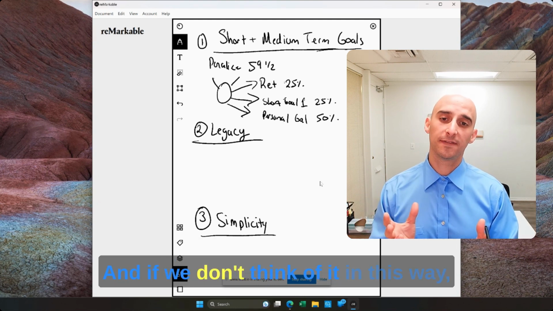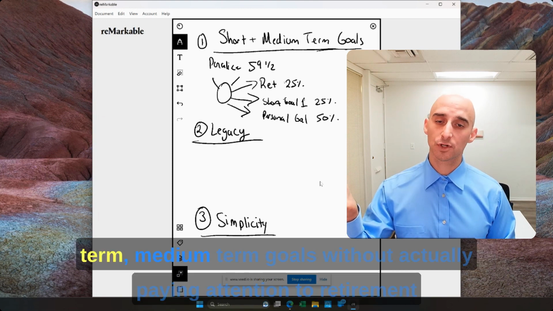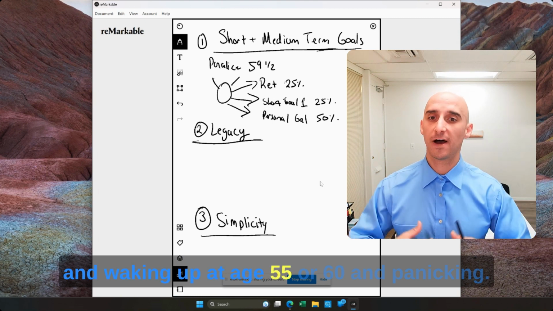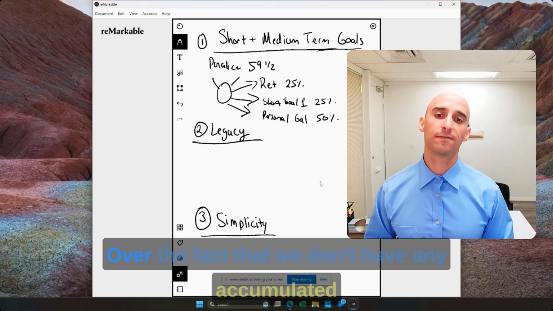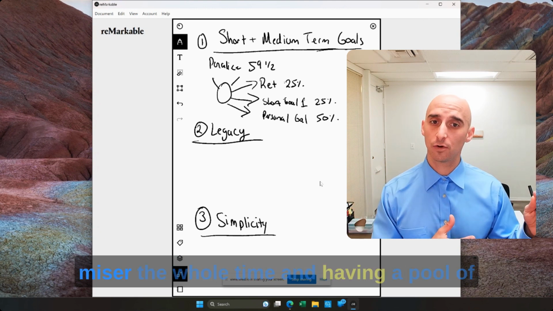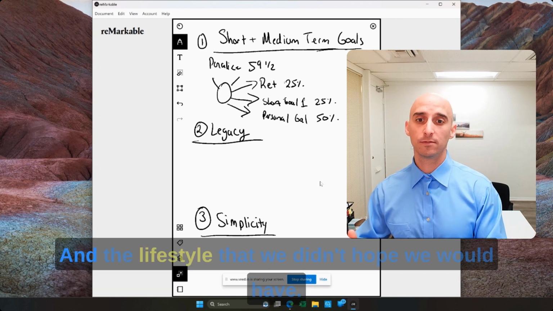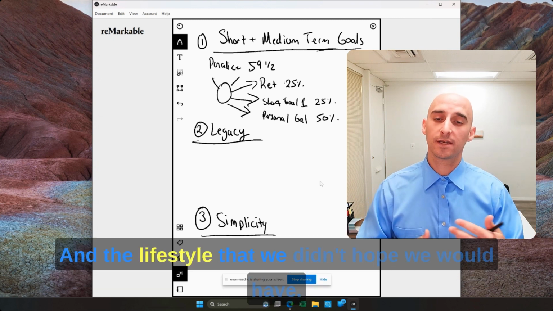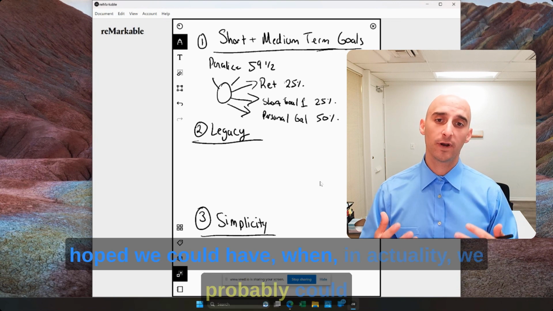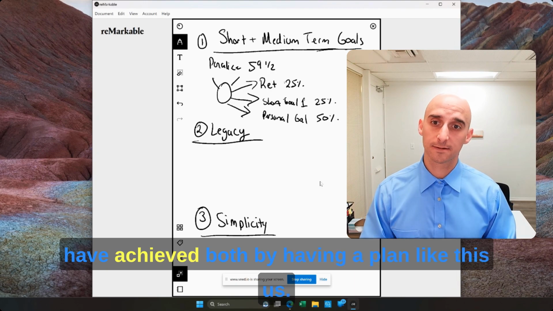And if we don't think of it in this way, what we'll end up doing is either funding only short-term, medium-term goals without actually paying attention to retirement and waking up at age 55 or 60 and panicking over the fact that we don't have any accumulated savings, or the opposite, which is living like a miser the whole time and having a pool of money at the end of retirement, but no home and not the lifestyle that we hoped we would have, or maybe missing out on parts of lifestyle that we hoped we could have, when in actuality, we probably could have achieved both by having a plan like this.